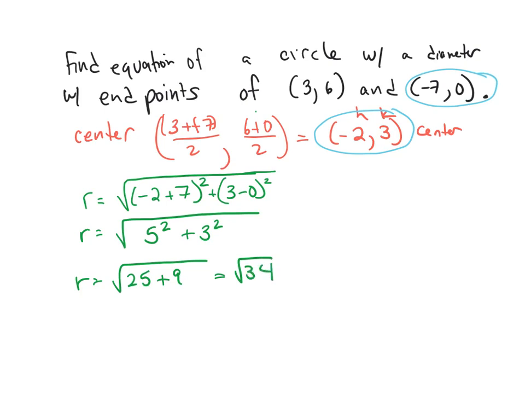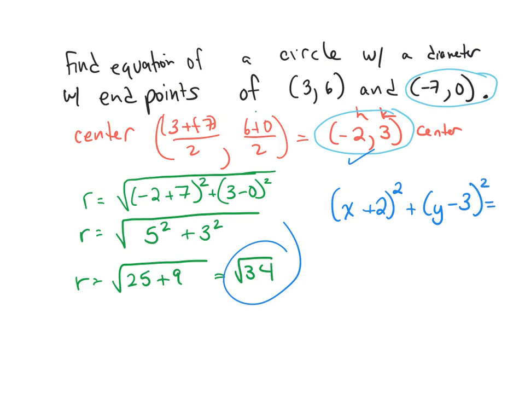Now to finish my equation of my circle, I have my radius and I have my center. So it's x minus h. In this case, h is negative 2, so minus a negative 2 makes it a positive 2, because it's always the opposite sign. Squared, plus (y minus 3) squared equals 34, because I take the square of the square root, and I just get that value.